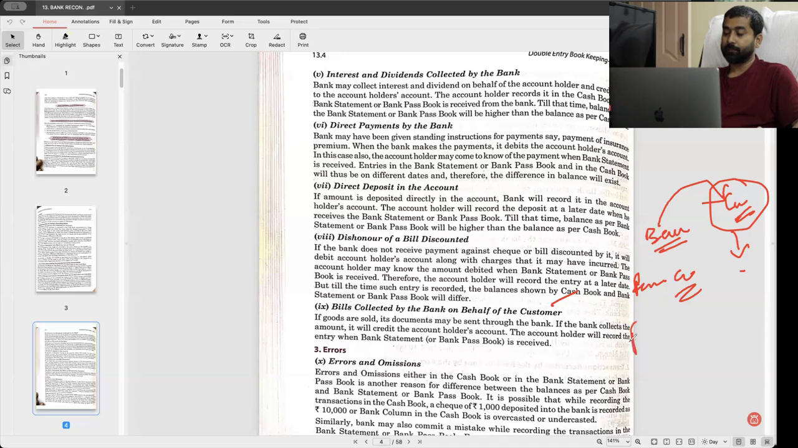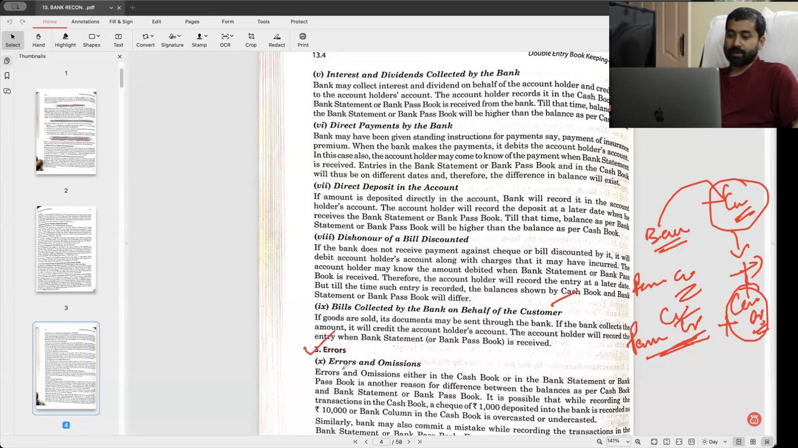Remember that if your passbook is credited, the cash book must be debited. Then only it is added. Understood, right? Cash book added means debit. Passbook added means credit. So whatever money you have debited in the cash book will be credited in the passbook, indirectly. Clear the point?